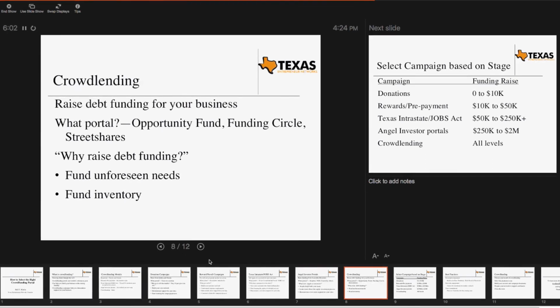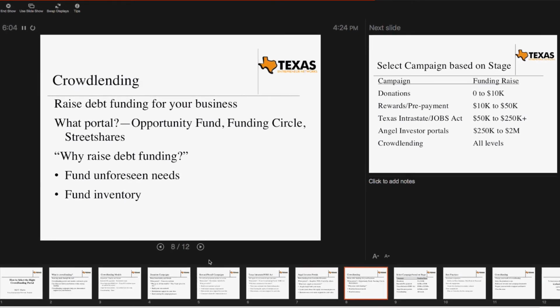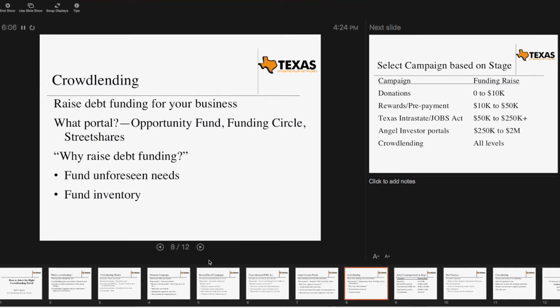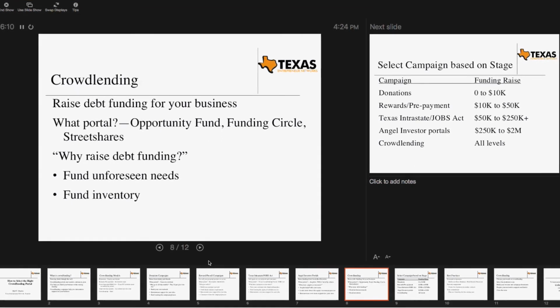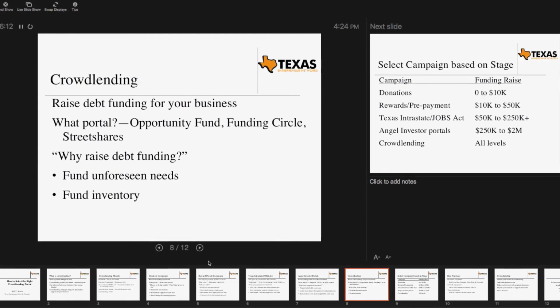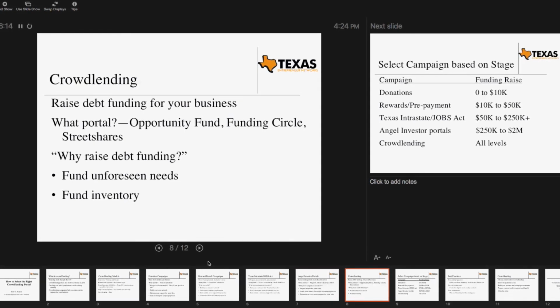And why would you raise debt funding? Well, sometimes you have unforeseen needs, and debt funding could be a good fit. And it's often a good fit for funding inventory when you're at a place that you can actually pay back the debt very quickly.